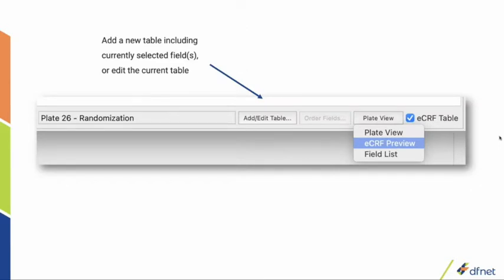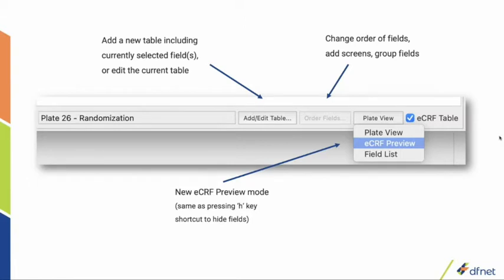At the taskbar at the bottom of DF Setup, you'll see a few new buttons. The Add Edit Table button is available there. It's also in the right-click menu. You can also click on the Order Fields button here, where you can change the order of your fields. You can also add screens and group fields.